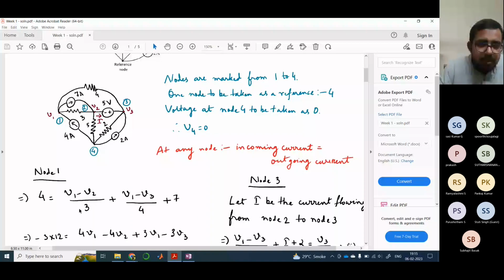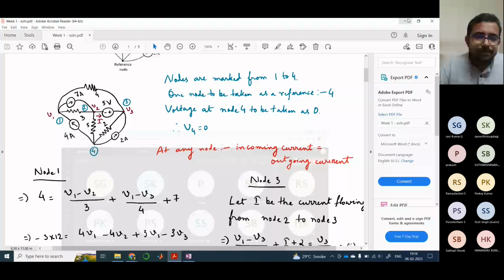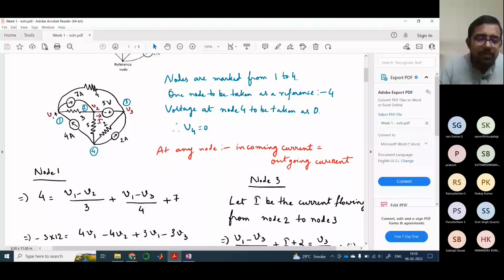So what would be the current flowing through this line? From V1 to V2 through 3 ampere, it would be nothing but the voltage at node 1 minus the voltage at node 2 divided by the resistor value, right? Which is 3 ampere.